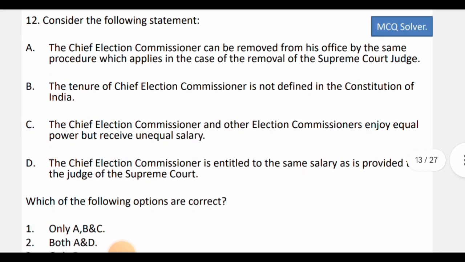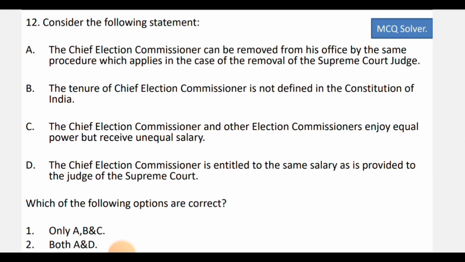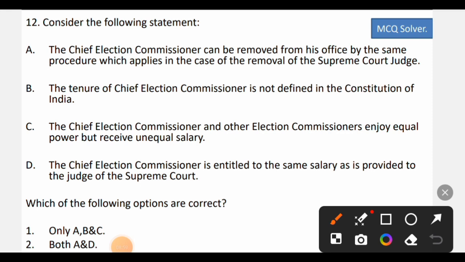Consider the following statements, and looking at the statements we have to find out which of the following options will be correct. Now first we will look into statements. Statement A, the Chief Election Commissioner can be removed from his office by the same procedure which applies in the case of the removal of the Supreme Court judge. Now this statement is correct because the Chief Election Commissioner, being an important part of Election Commission of India, can only be removed the same way as we remove the Supreme Court judge.